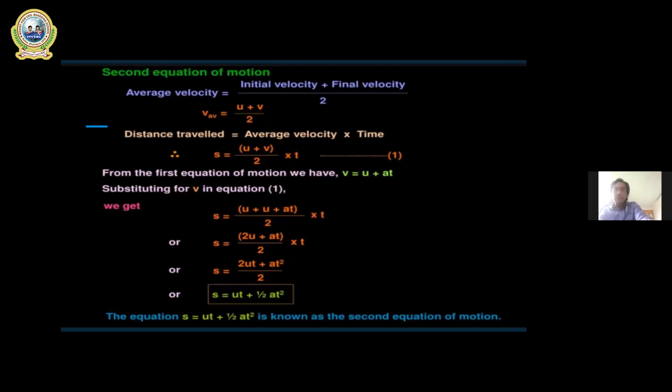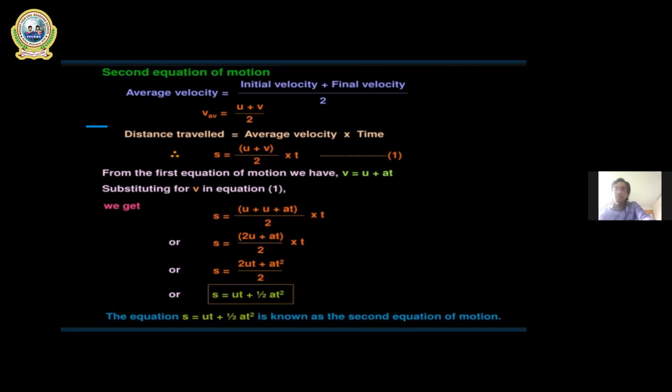Average velocity. So how many types of velocity do we know now? We are talking about two velocities, that is initial velocity and final velocity. So we have two velocities, initial and final. And how do we find the average? Obviously, initial velocity plus final velocity upon 2.